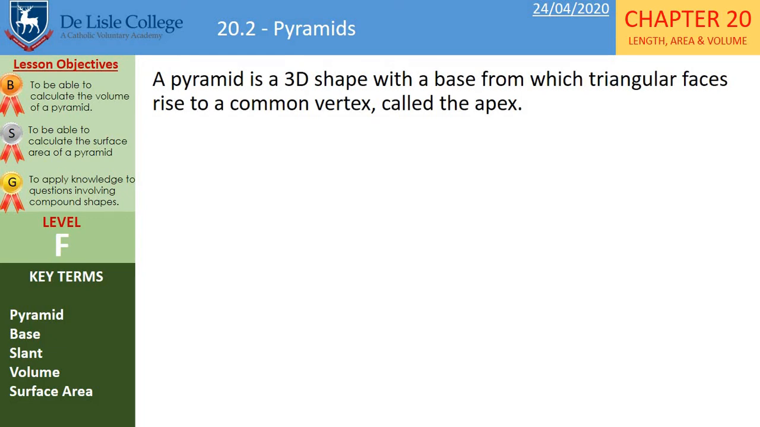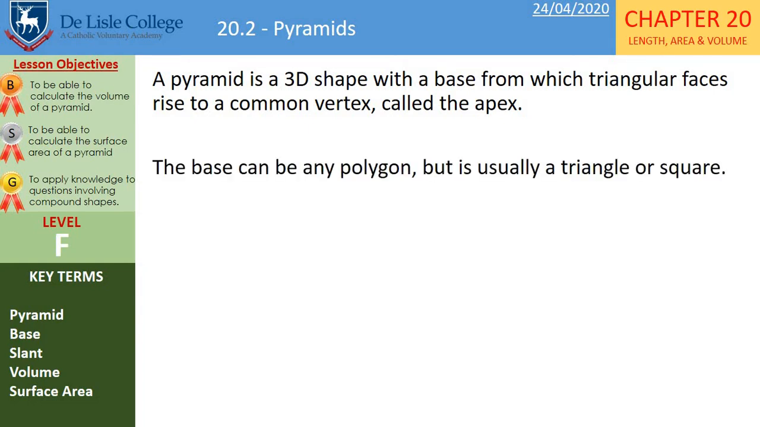So we should know a pyramid is a 3D shape. We should have knowledge of this already. Think about the pyramids of Egypt. That's exactly what we're talking about. It has a base from which triangular faces rise to a common vertex. We should know that really means corner, and it's called the apex because it's always the highest point of the pyramid. Now, the base can be any polygon, so any shape, but usually it's a triangle or a square, and that's predominantly what we'll look at today.